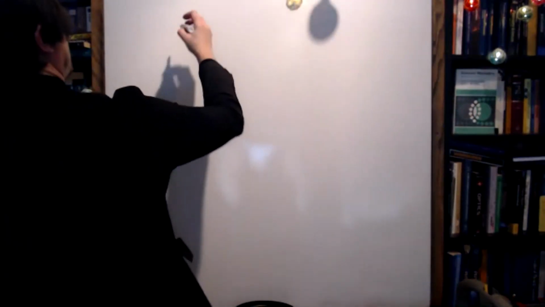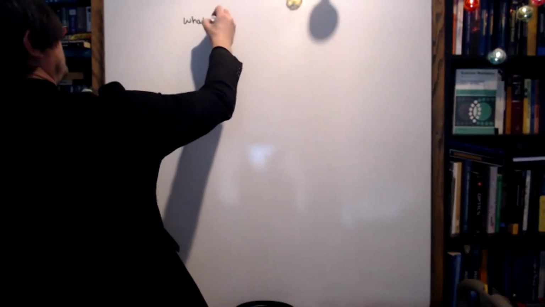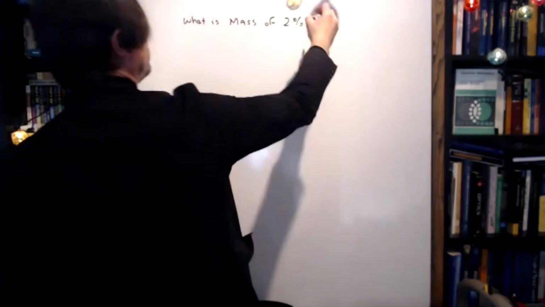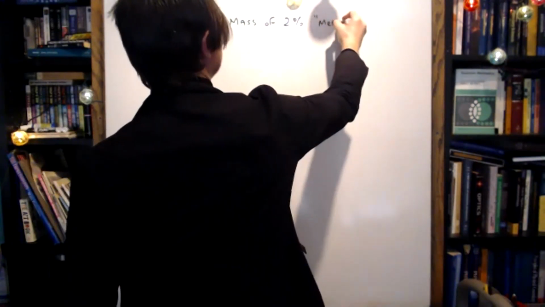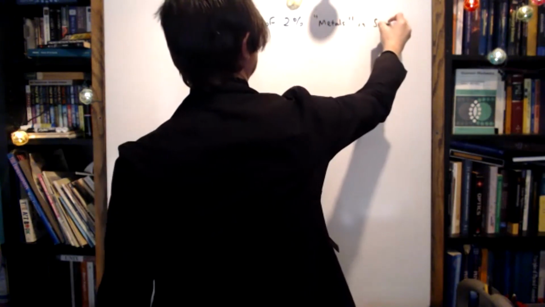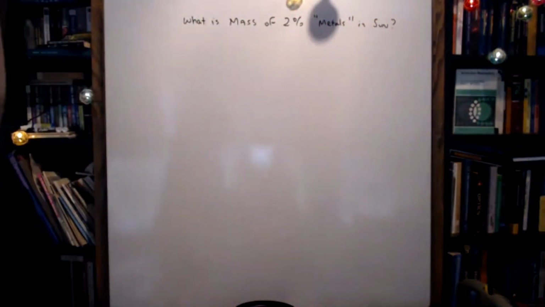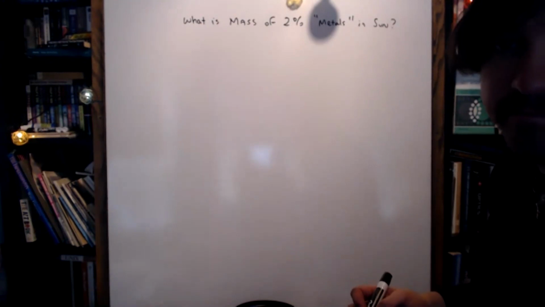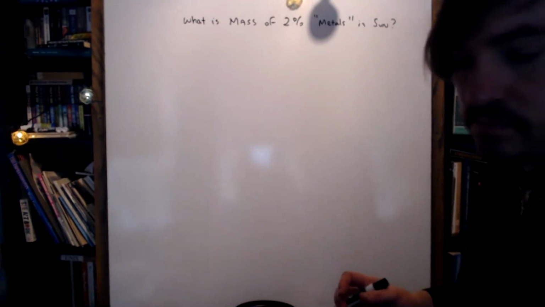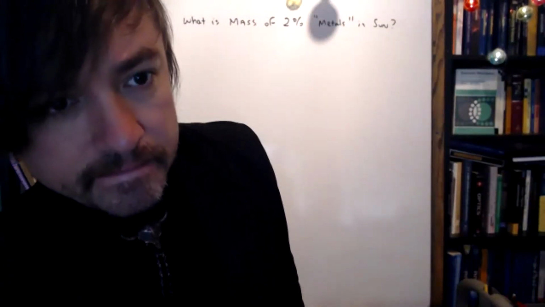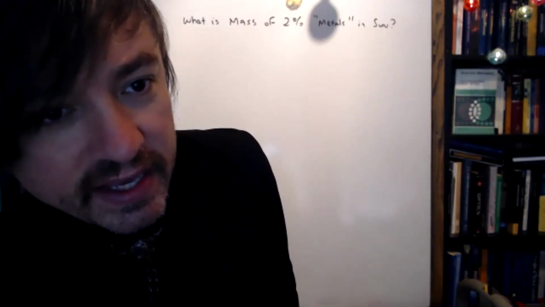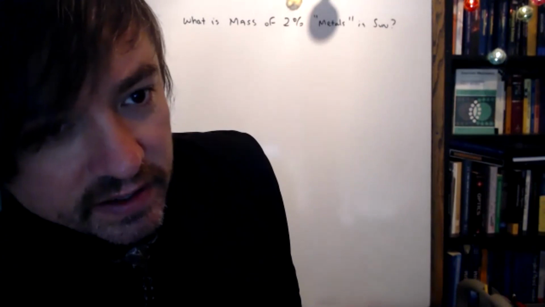Okay, I want to try this problem. What is the mass of the 2% metals in the sun? I was thinking that would probably be a pretty easy question, right? How would we want to do this one? Will we have to compare it to Earth? We'll do that at the end. That's a great idea. But first we have to figure out how many kilograms the 2% metals comprise.